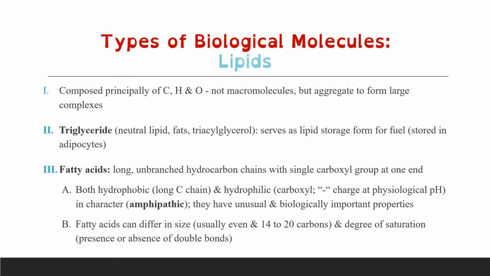Next, we have fatty acids. They differ from one another in the length of their hydrocarbon chain and the presence or absence of double bonds. Fatty acids present in cells typically vary in length from 14 to 20 carbons. Fatty acids that lack double bonds, such as stearic acid, are described as saturated. However, those possessing double bonds are called unsaturated fatty acids.